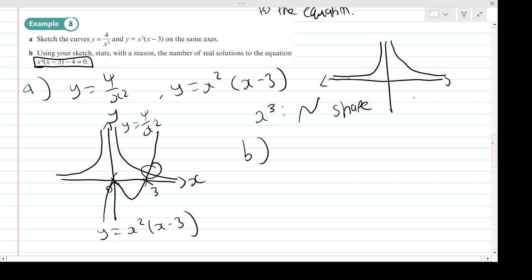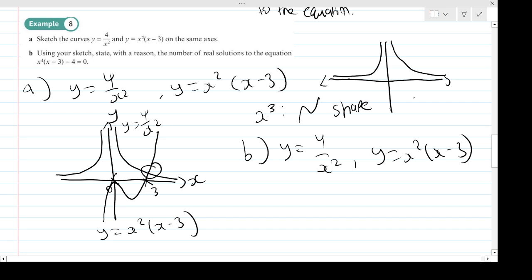Well, we could try and rearrange the equation, but it's going to be quite awkward. I think instead, what we should do, because it says using our sketch, we're going to need to consider the intersections of the two graphs. So let's equal our two graphs and see what happens. So y is 4 over x squared, and y is x squared x minus 3. Hopefully, if I then combine them and equal them when they intersect, I can get this equation.